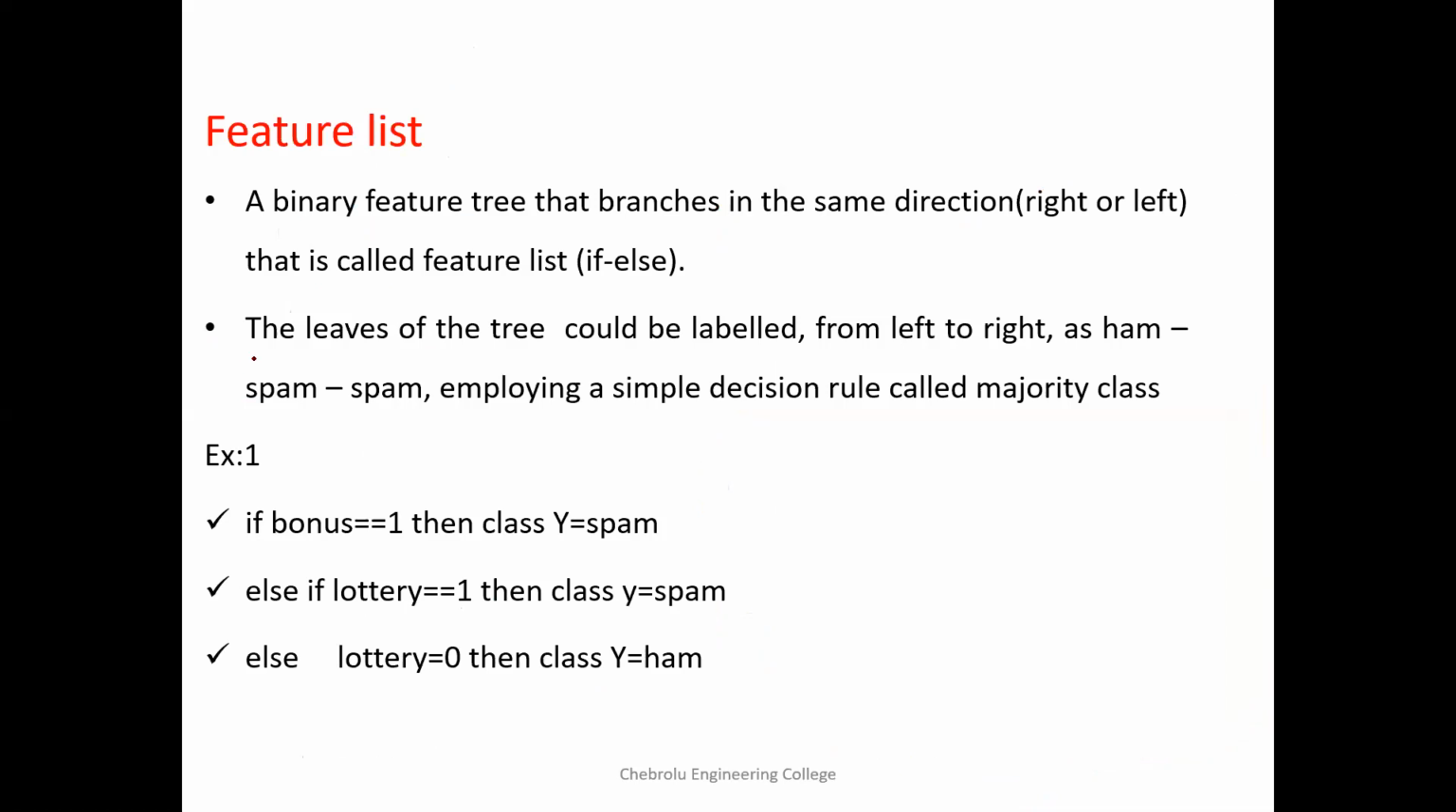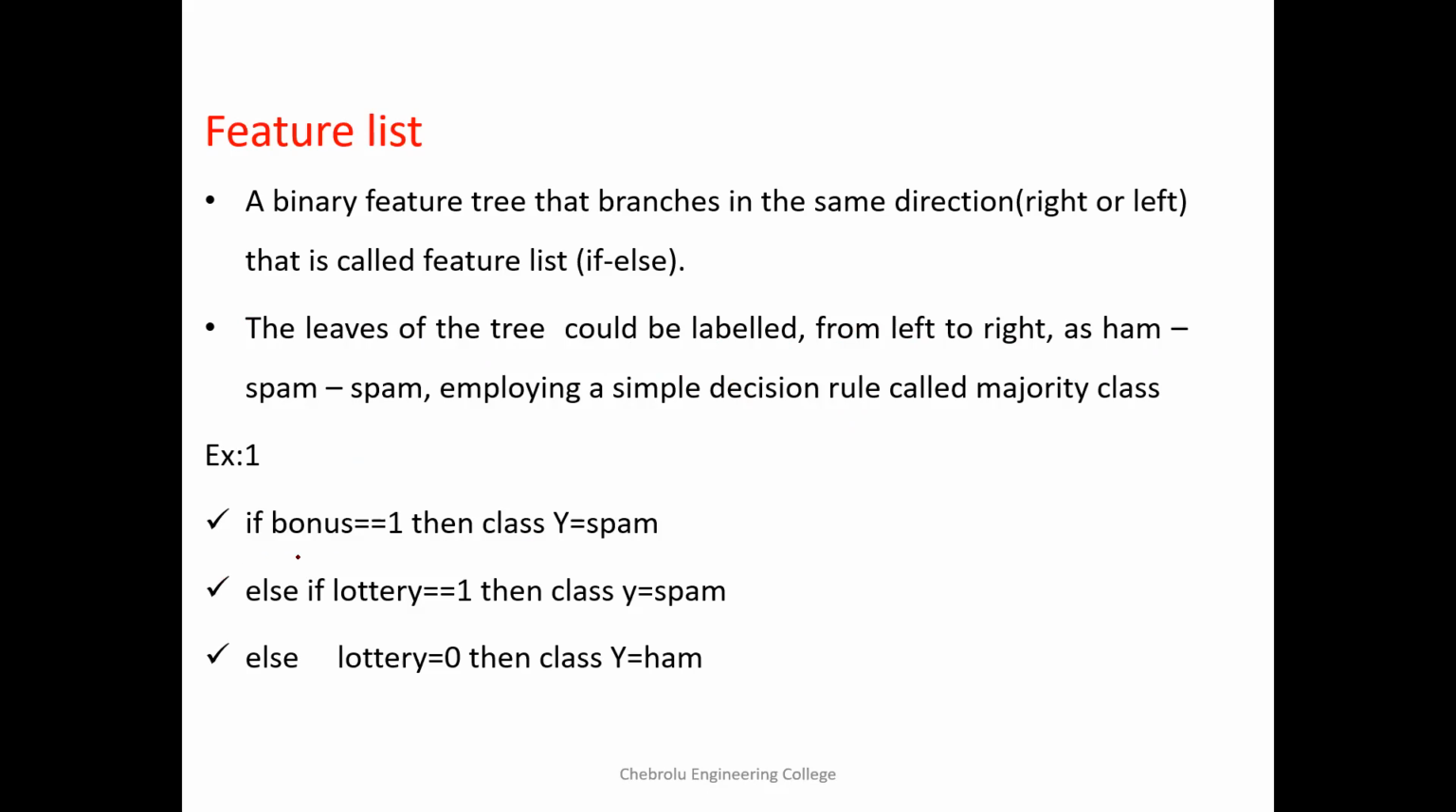A binary feature tree that branches in the same direction. There is nothing like right to left or left to right. Something like this is called a feature list. An if-else ladder is called a feature tree. Nothing more than that. The leaves of the tree could be labeled from left to right as ham, spam, spam, something like that. Normally, the leaves are labeled with class names.